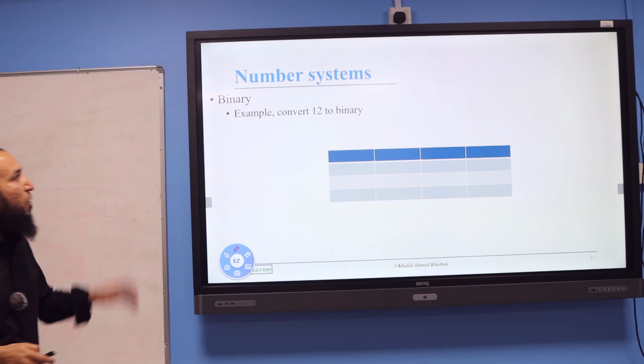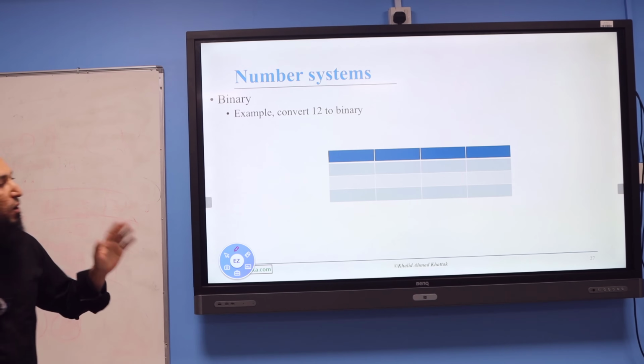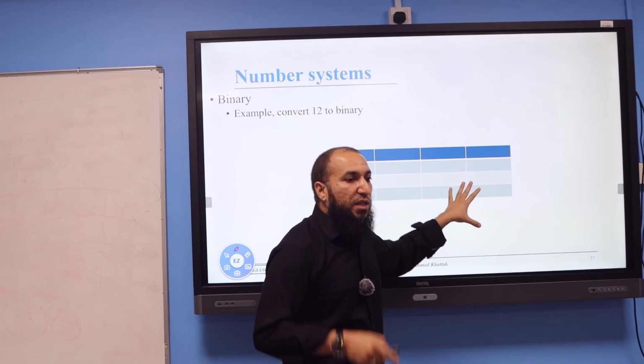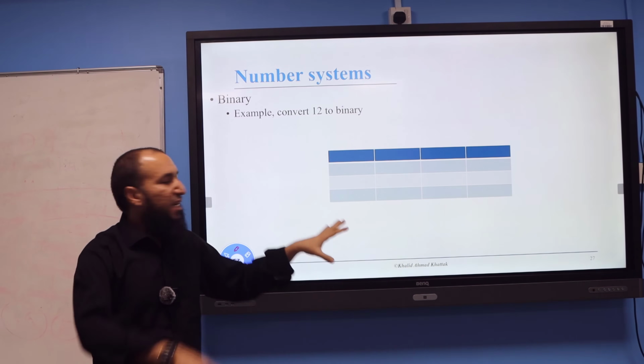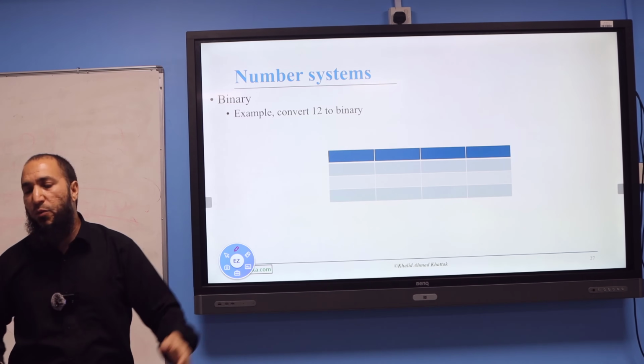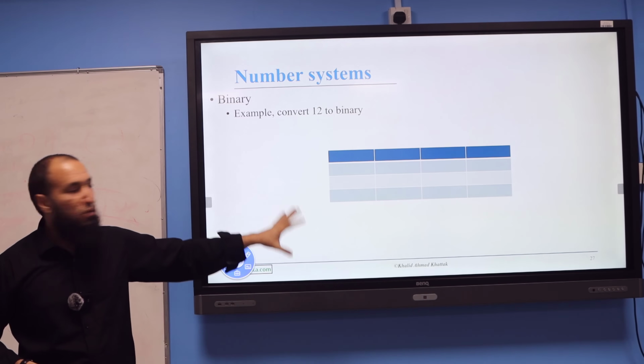Okay, next slide. We want to convert 12 to binary. Well, how do we do that? There's one way that I'm doing here. There's another way which is in the book. I found that complicated, so that's why I'm going with this one. There are other ways as well. You can implement any one. I'm going to tell you the last slide to write it, not this one.